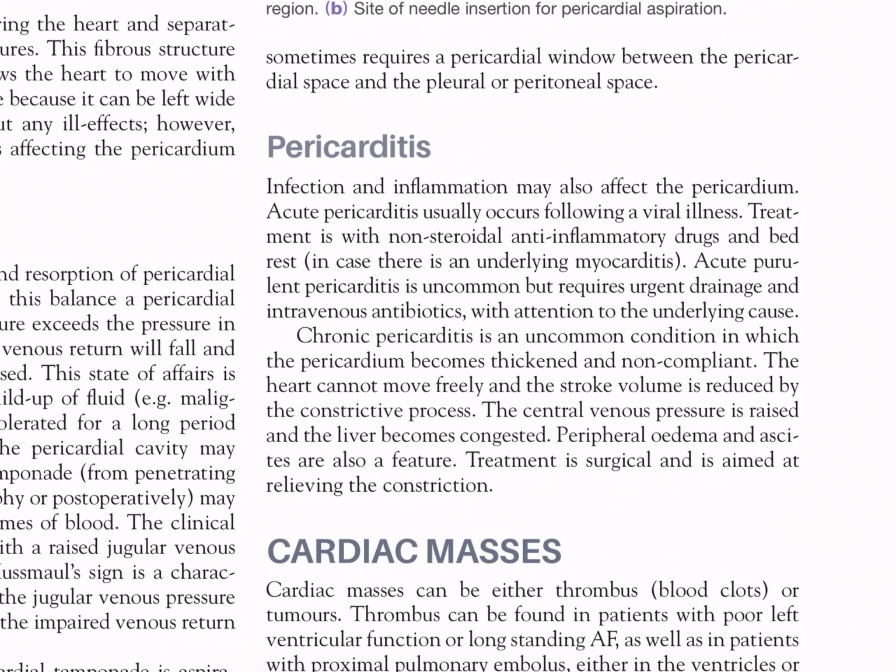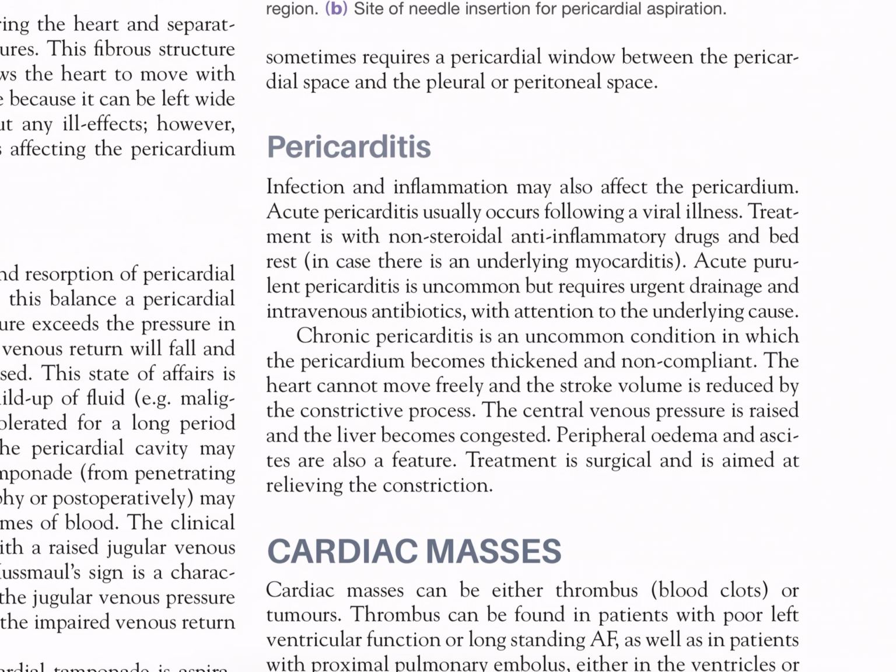Pericarditis: infection and inflammation may also affect the pericardium. Acute pericarditis usually occurs following a viral illness. Treatment is with non-steroidal anti-inflammatory drugs and bed rest in case there is an underlying myocarditis. Acute purulent pericarditis is uncommon but requires urgent drainage and intravenous antibiotics with attention to the underlying cause.